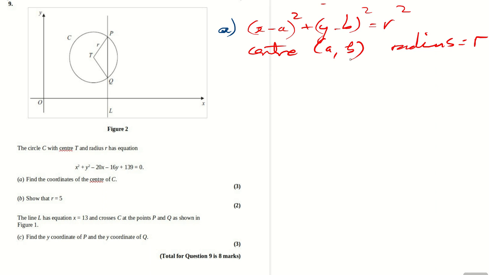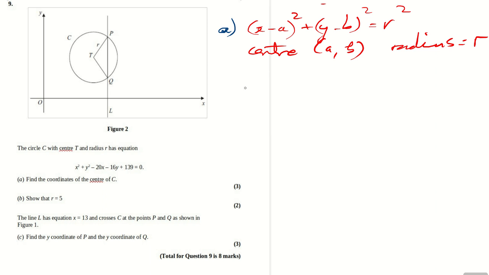Because if we get it in this form with x minus a in brackets all squared plus y minus b in brackets all squared equals r squared, we can just read from that equation straight away what the centre is and what the radius will be. You can see that the number which we subtract from x before squaring it is the x coordinate of the centre, and likewise the number we subtract from y will give us the y coordinate of the centre.